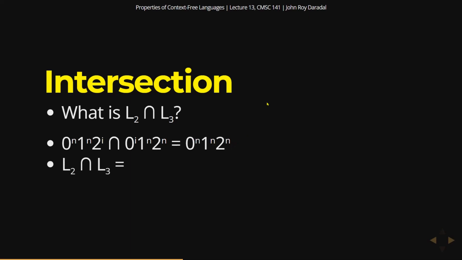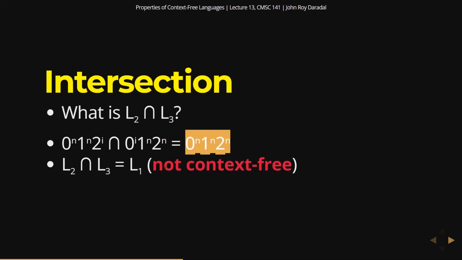But 0^n 1^n 2^n is actually the L1, right? Because we saw that L1 was 0^n 1^n 2^n, which we know is not context-free. Okay? So the intersection of two context-free languages resulted in a non-context-free language. That is why intersection is not a closure property, because it did not produce a context-free language in this case. Okay? So, yeah.